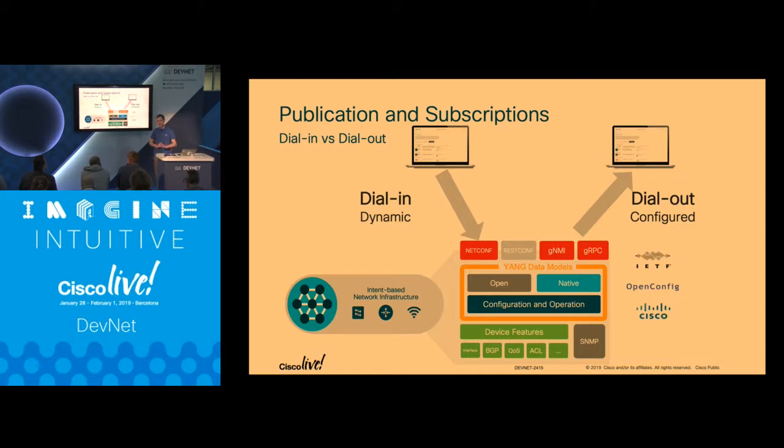Any questions on this before I carry on? This is very fundamental to the rest of the talk because all the data we're going to be getting is from NETCONF or gRPC. And the data that we're asking for is defined by these YANG models.